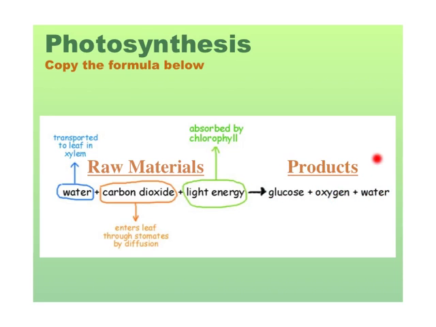So these are our products. So here's our arrow that tells us that a chemical reaction is happening. Everything to the left of the arrow is a raw material. Everything to the right of the arrow is a product. Please copy this chemical formula into your notes.